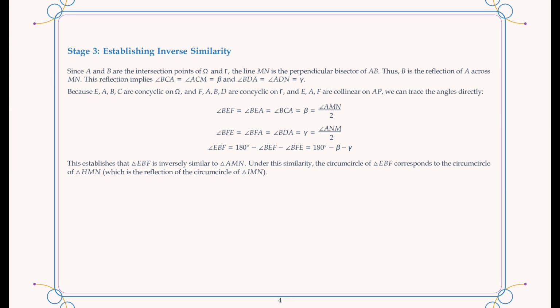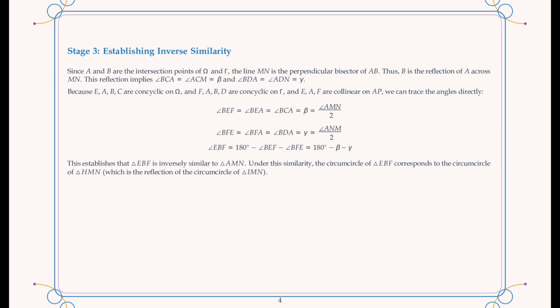Because E, A, B, C are concyclic on omega, and F, A, B, D are concyclic on gamma, and E, A, F are collinear on AP, we can trace the angles directly. Angle BEF equals angle BEA, which equals angle BCA, which is beta. This is half of angle AMN. Next, angle BFE equals angle BFA, which equals angle BDA, which is gamma. This is half of angle ANM.